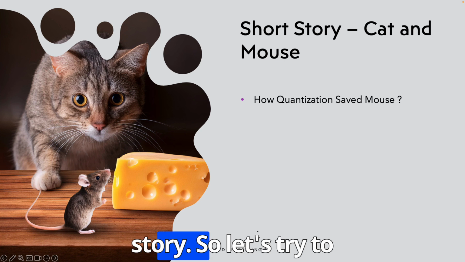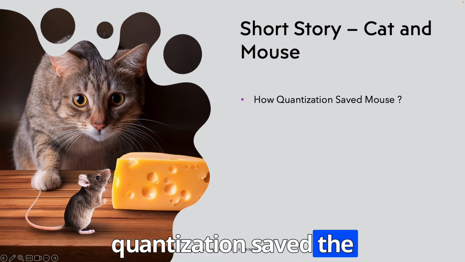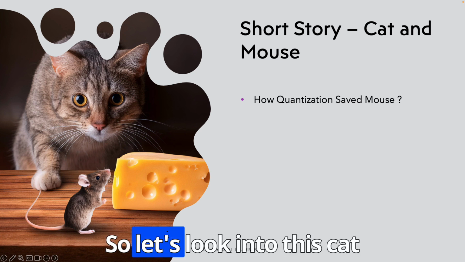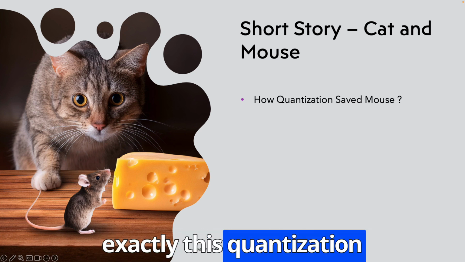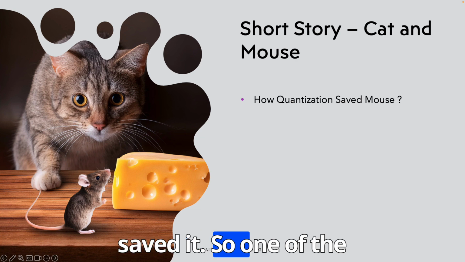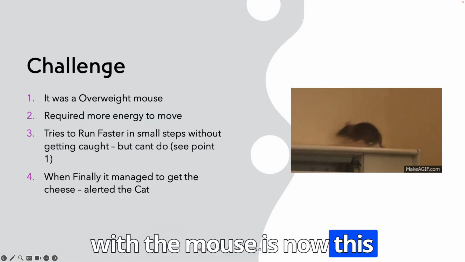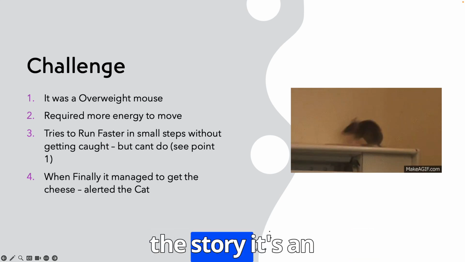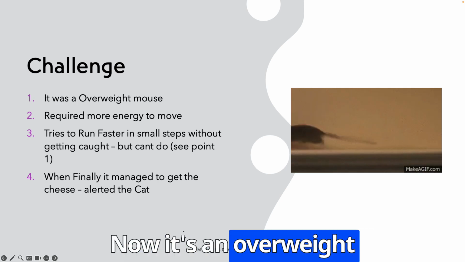So let's consider a very simple story. Let's try to understand how quantization saved the mouse. Let's look into this cat and mouse story and how exactly quantization saved it. One of the challenges we had with this mouse in the story is that it's an overweight mouse.